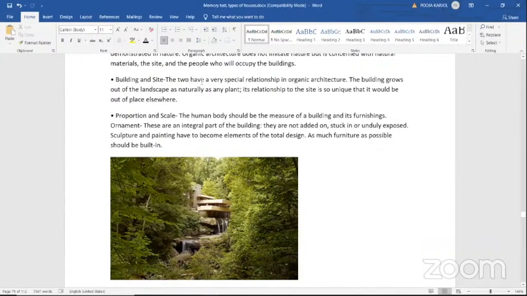Building and site. The two have a very special relationship in organic architecture. The building grows out of a landscape as naturally as any plant. Its relationship to the site is so unique that it would be out of place elsewhere. Meaning, this building is Falling Water. If you see the house in its natural habitat as we are seeing it, the stones on which it is built, the stones that they use, it looks as if it has grown out of nature. That is the key feature of organic architecture.